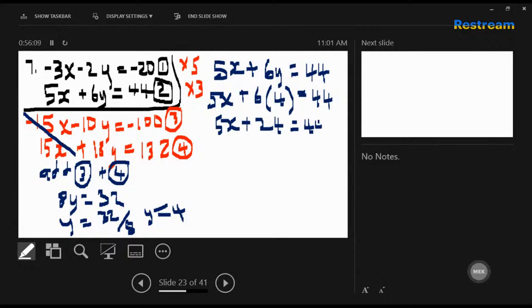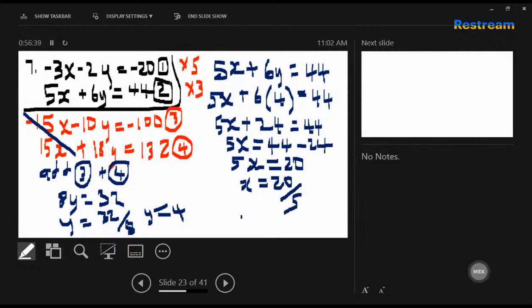And this is just regular solving algebraic equations from here, right? Ultimately, we want the variable by itself, so we are moving everything else to the other side by doing the opposite operation. So 5x is equal to 20. Therefore, x is equal to 20 divided by 5, which gives us 4. So our solution set, they are both equal to 4. X is 4, y is 4.